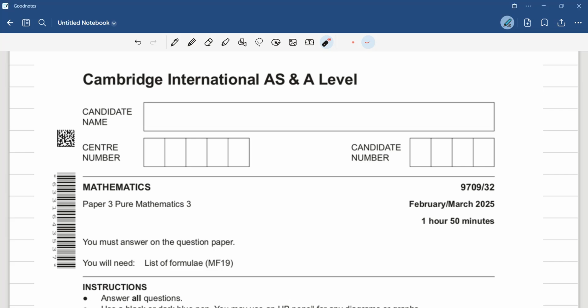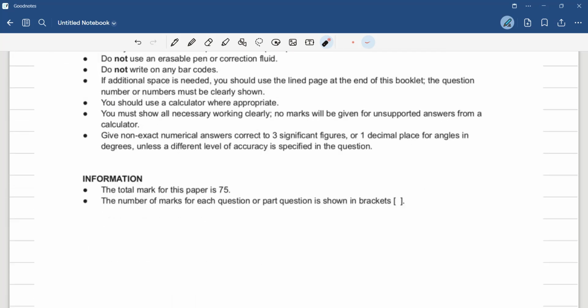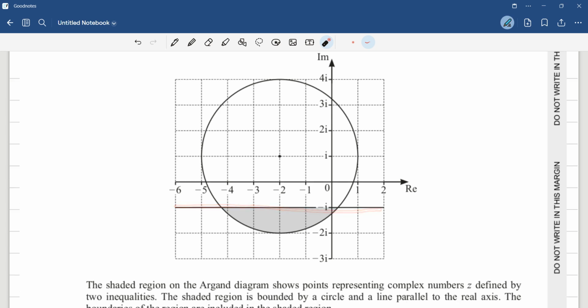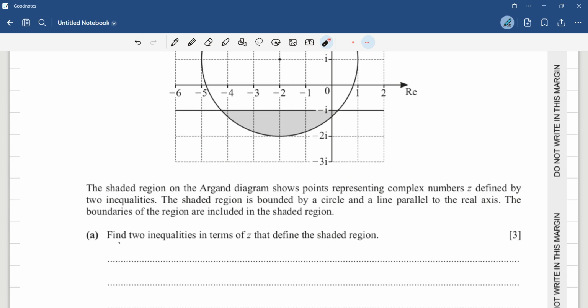So we're going to continue with the Pure Maths 3, February/March 2025. We're going to continue with question number 3. For question 3, we are given a locus of a circle with a straight line here. The question is: find two inequalities in terms of z that define the shaded region. So they want us to define this shaded region. This is what we're looking for.